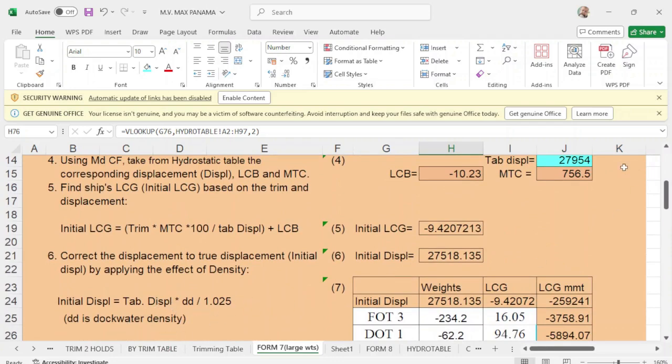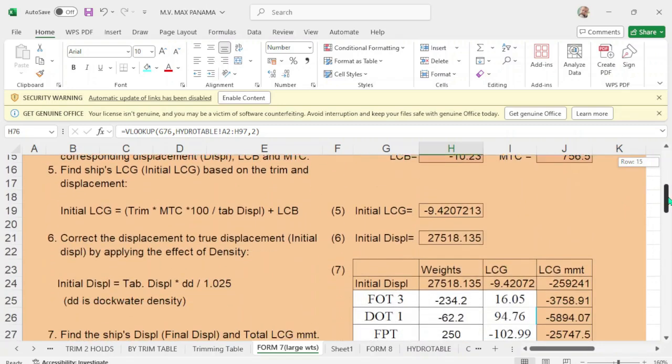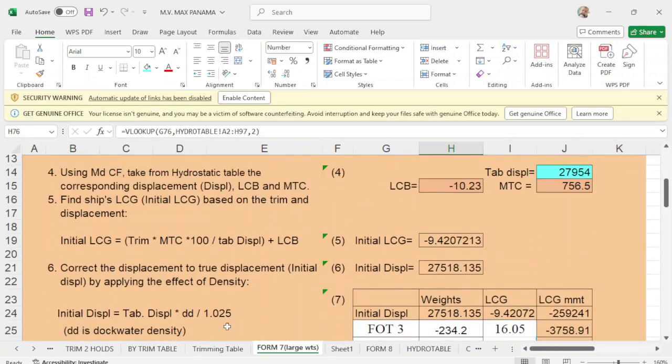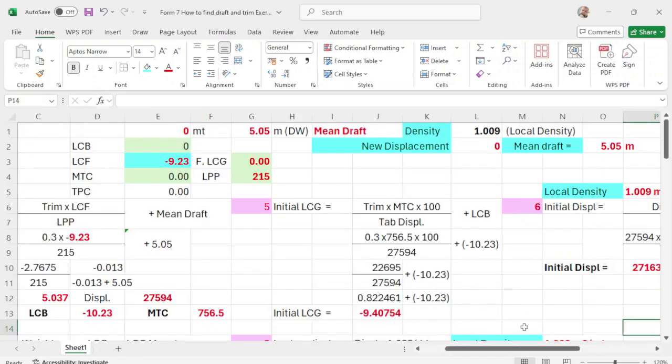So with this displacement of 27954, multiply your local density of 1.009 over the freshwater density, then the resultant will be freshwater. Okay, so let's go to number 6. Then here's number 6.